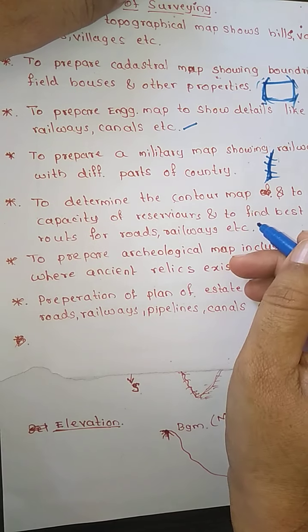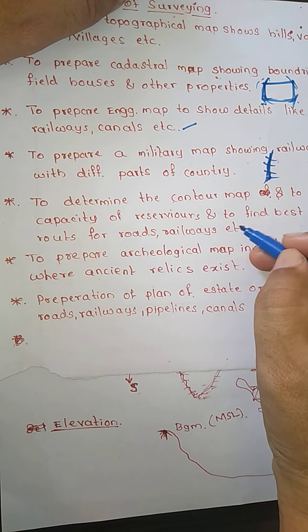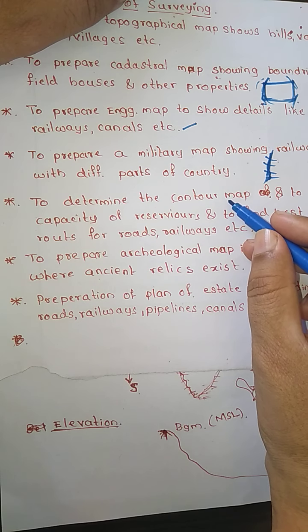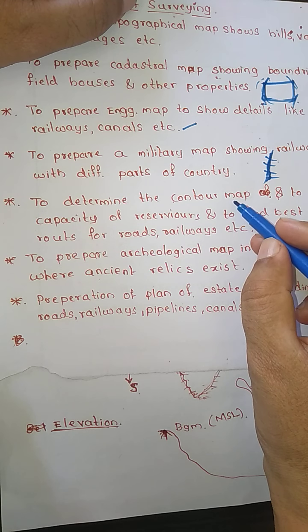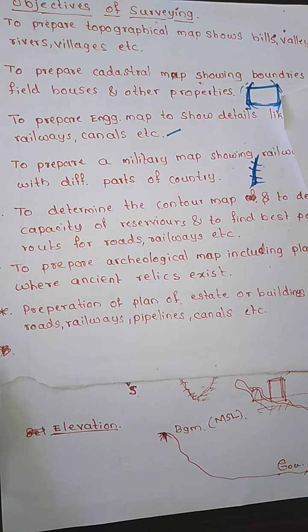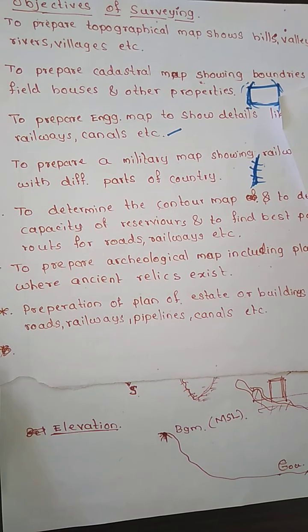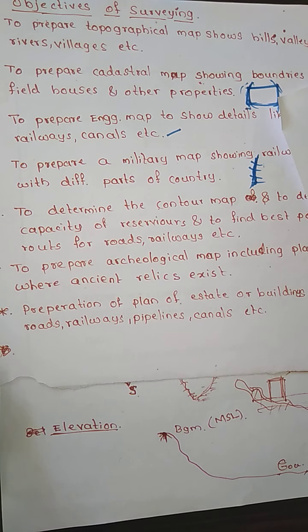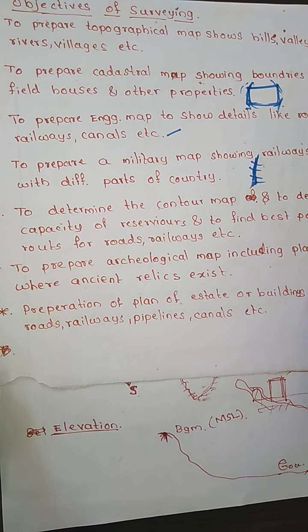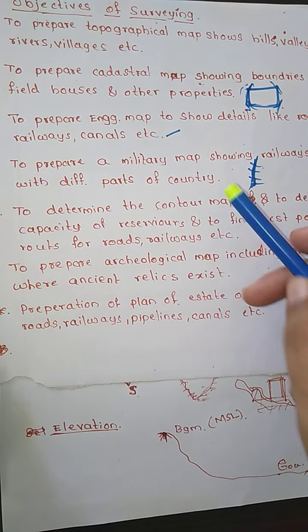Then to determine the contour map and to determine the capacity of a reservoir. See, the contour map is basically used if we want to determine where a valley is. The contour map tells you about vertical distances. Horizontal projection can be shown by a map, and vertical projection can be shown by contour lines. Then we can determine the capacity of a reservoir. If any reservoir is there, how much its capacity is, we can get that from surveying also.